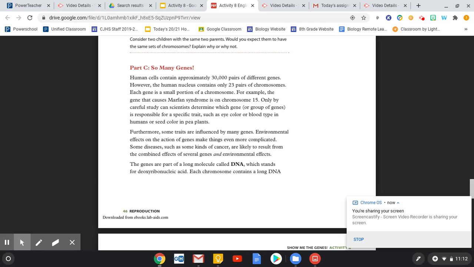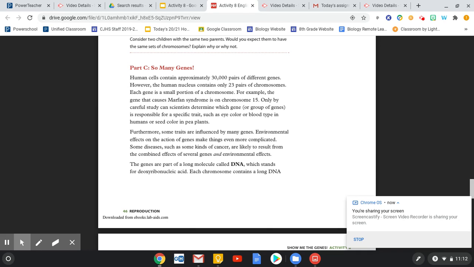Activity 8, Part C, so many genes. Human cells contain approximately 30,000 pairs of different genes. However, the human nucleus only contains 23 pairs of chromosomes. So think about that. 30,000 has to be divided among those 23 pairs of chromosomes. So each gene is a small portion of a chromosome.